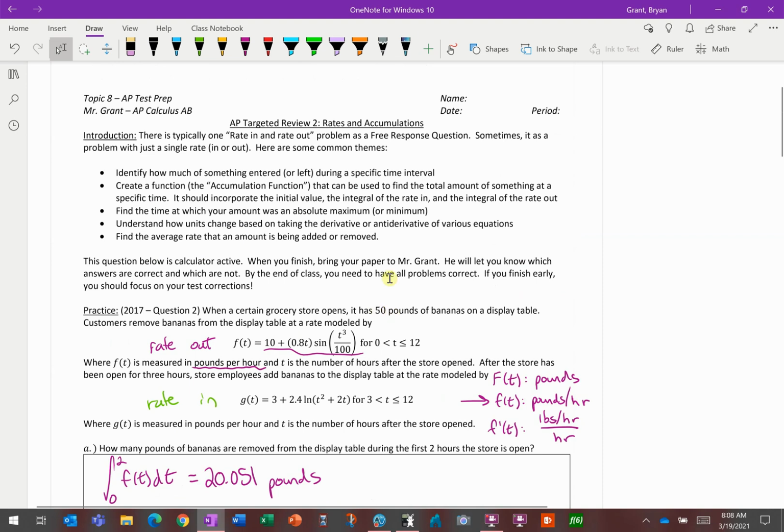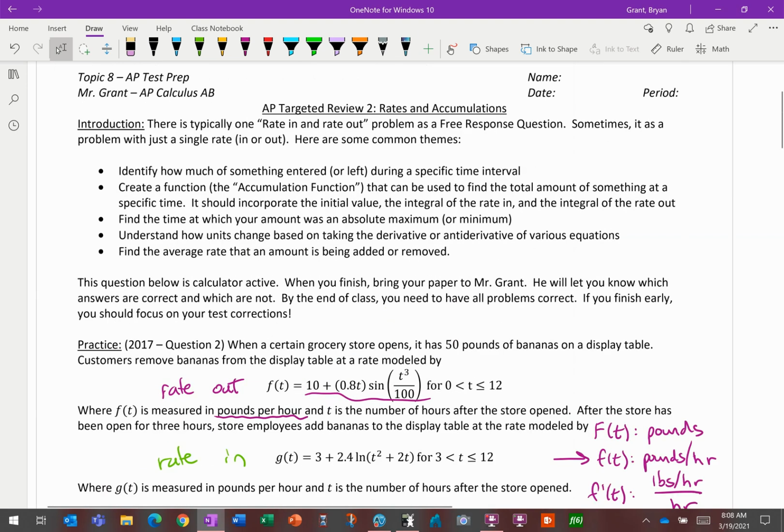And while you're doing that, I'll just do our quick conclusion for the day. For rates and accumulations, you're going to have to identify how much of something either entered or left during a specific time interval, and that's an amount. You'll be given a rate, which means you'll need to do an integral. You'll need to create a function, which is usually called the accumulation function. That's going to incorporate the initial value, the rate in, and the rate out.